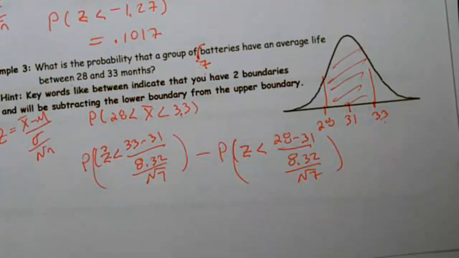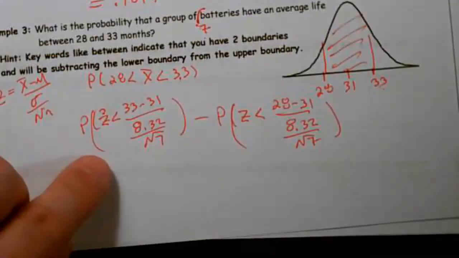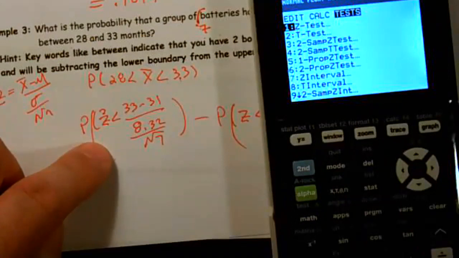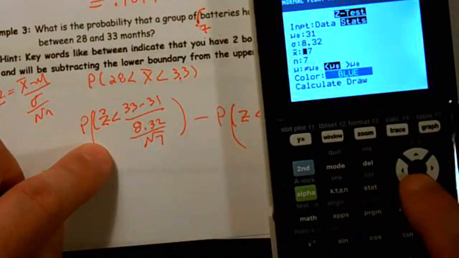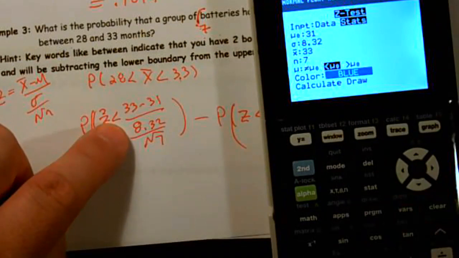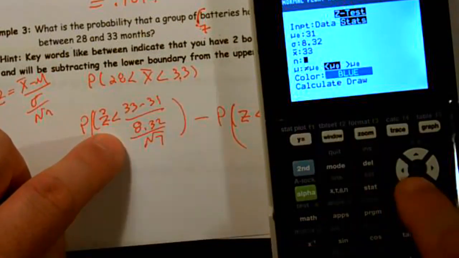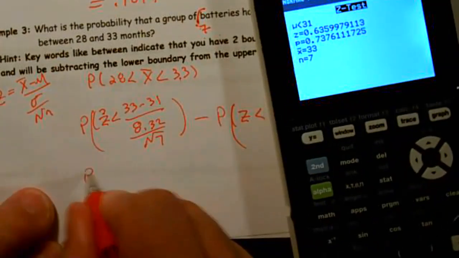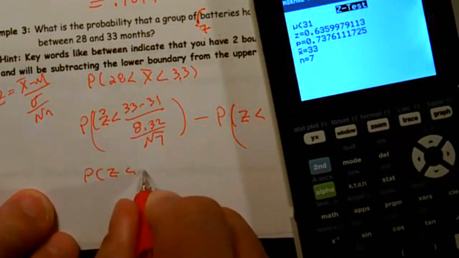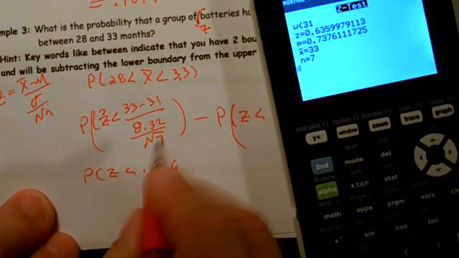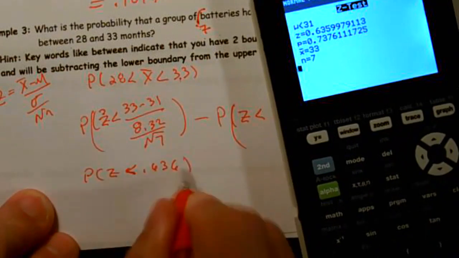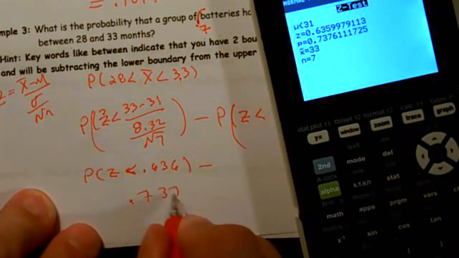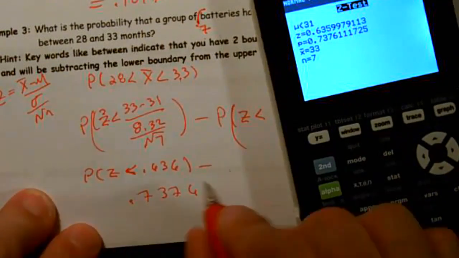And now I'm going to go ahead and run the z-test twice. I'm going to begin with this one here, the larger one. So stats test, z-test. I'm going to change my x bar to 33 because that was the upper part of the shading. My sample size is still 7. And I get the probability that z is less than 0.636. Put a minus sign there. And that probability is about 0.7376. Put a minus sign there.